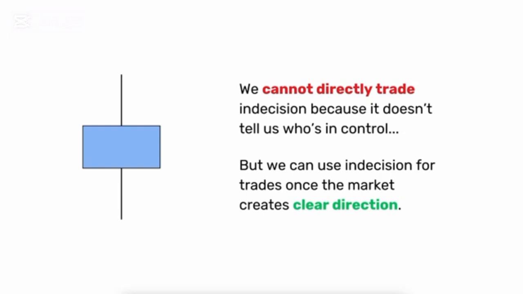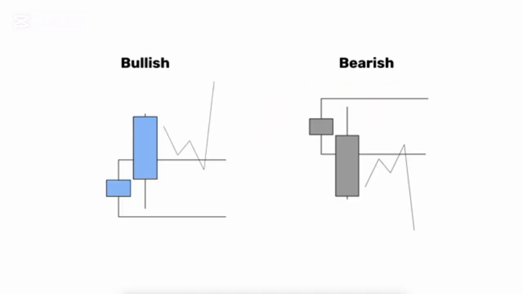We want to be on the right side of the market. If buyers aren't in control and sellers aren't in control, then we can't directly trade that candle. But we can use indecision candles for trades once the market creates clear direction. For example, if we have an indecision candle, which shows no control by either party, and then the market breaks out of that range, we can use the pullback to buy or sell in line with whichever direction has taken control, whether that's buying or selling.